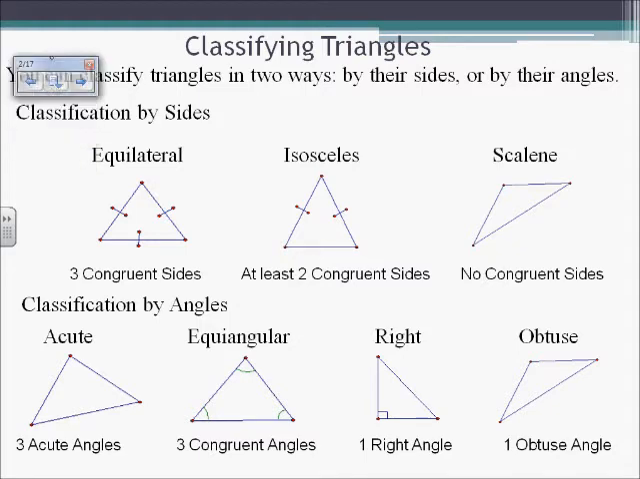So classifying triangles, we can either classify them by their sides or by their angles. By their sides, they can be equilateral, isosceles, or scalene. By their angles, they can be acute, equiangular, right, or obtuse.